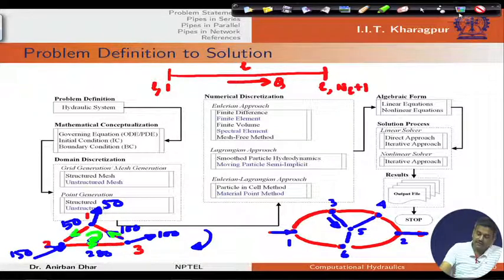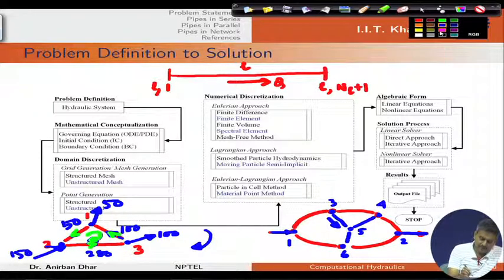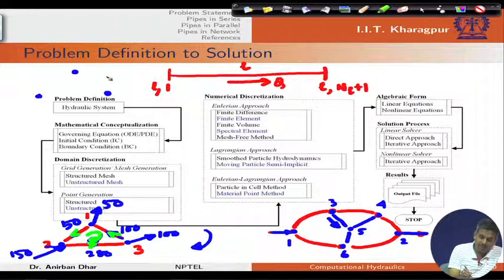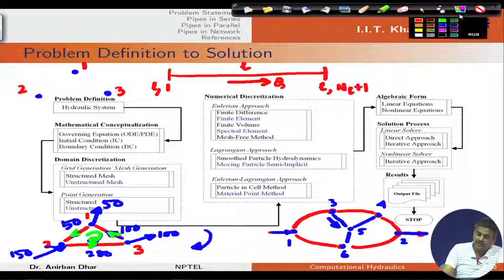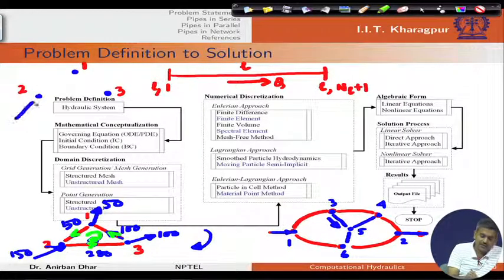But if we define a different kind of structure, let us say these are the nodes, the same problem with node number 1, node number 2, node number 3, and we have some inflow condition 150 units and demand at this node is 50, demand at this node is 100.